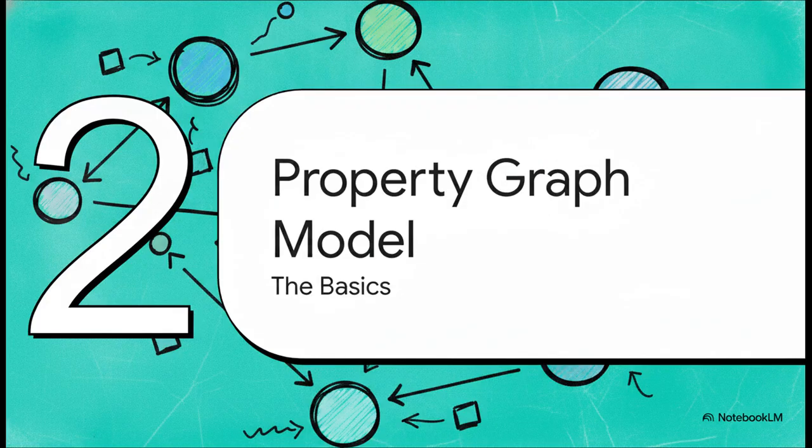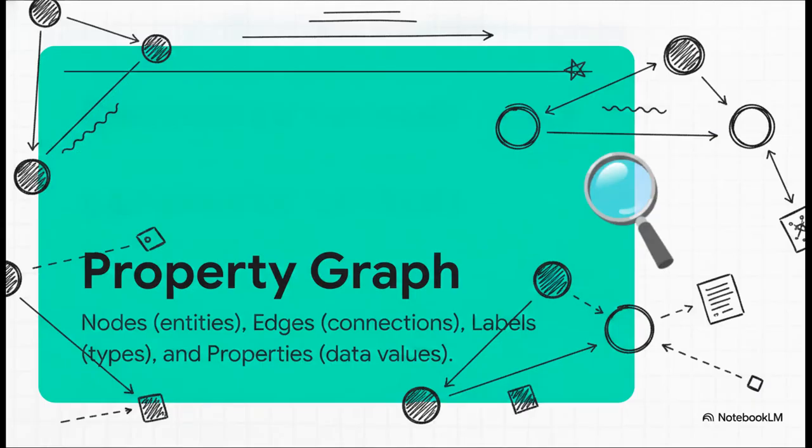Moving right along to Section 2, the property graph model. Let's get our basics down. The crucial thing here is just understanding how this specific model works. Basically, we map the real world into entities that we call nodes, so think customers, accounts, or products. Then, the connections between them are called edges, verbs like purchased, owns, or transferred to. We then classify these elements using labels to define their type. And finally, we attach properties, which are really just the data values themselves, like a customer's name or a transaction amount. Oh, and edges can be directed, meaning they show a specific flow like money moving from one account to another. Or they can be undirected for reciprocal relationships.